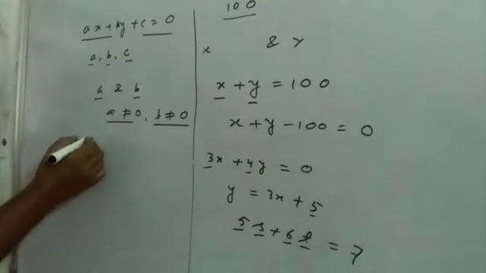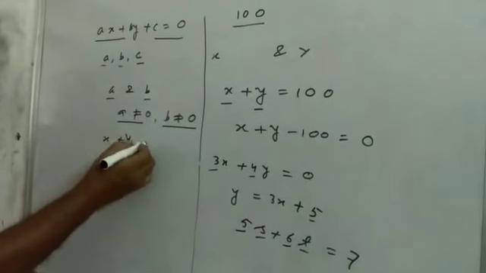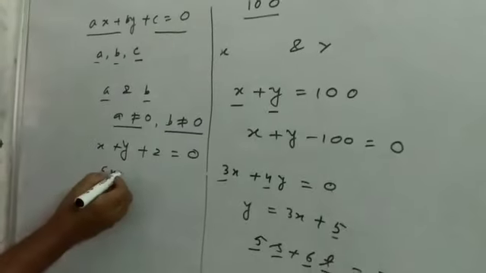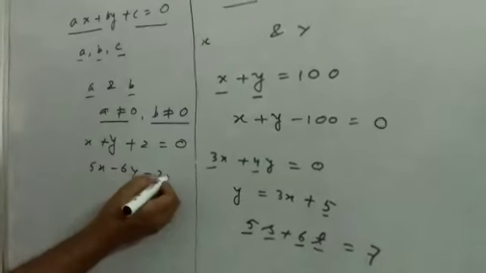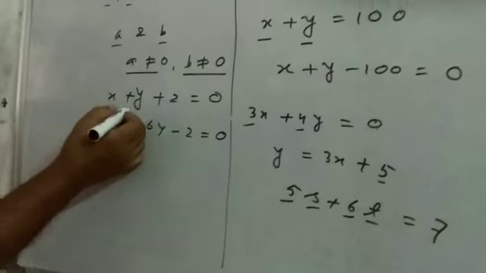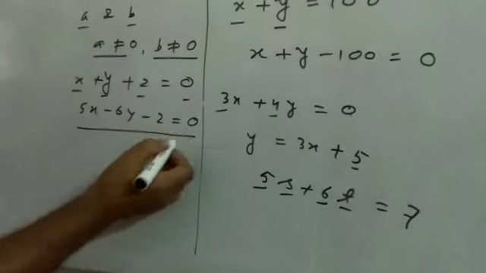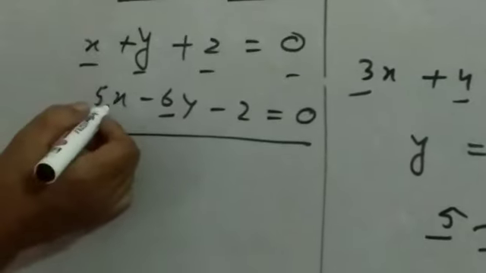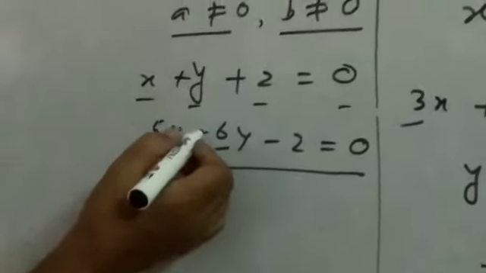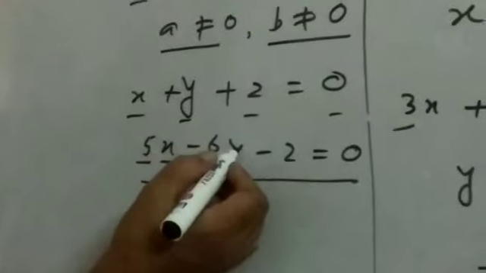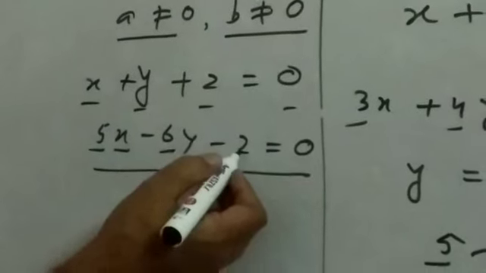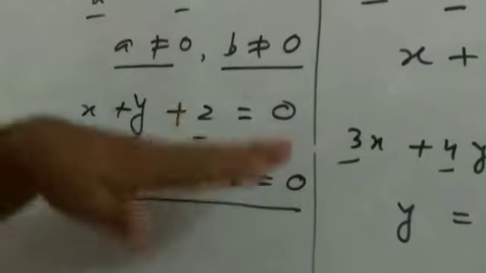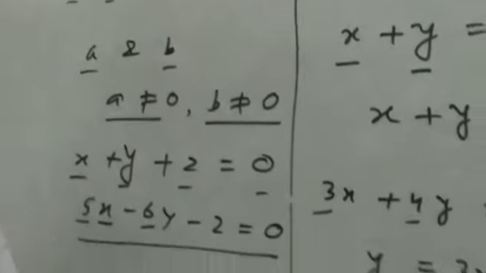Now suppose, for example, x plus y plus 2 is equal to 0, or 5x minus 6y minus 2 equal to 0. These are some linear equations in two variables. Here 5 and 6 are the coefficients. 5 is the coefficient of x, minus 6 is the coefficient of y, and minus 2 is the constant term. Okay? So these are some examples of linear equations in two variables.